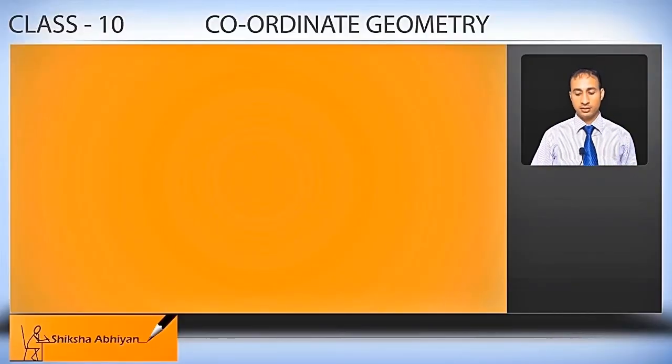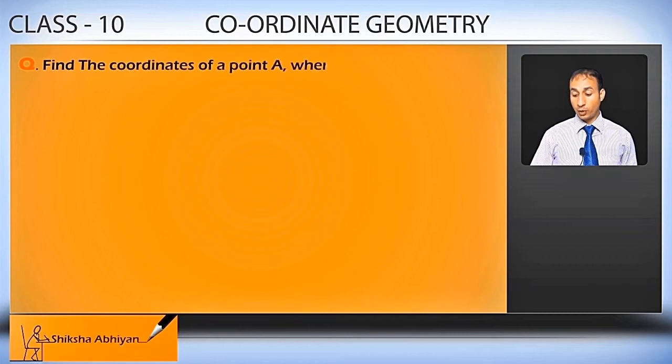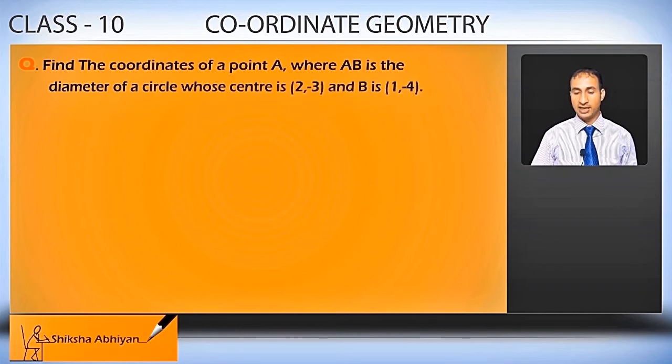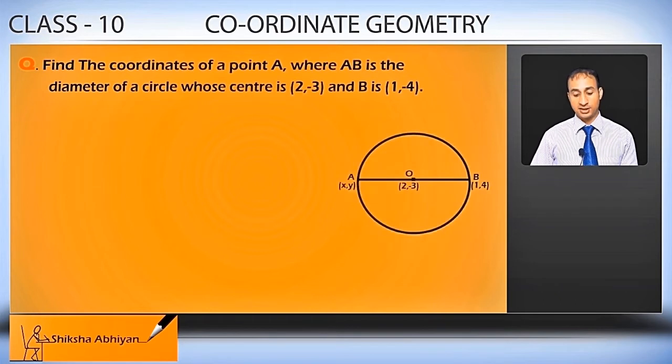Student, see question. Find the coordinates of a point A, where AB is the diameter of a circle whose center is (2, -3) and B is (1, 4). Students, here there is a circle whose center is (2, -3) and AB is the diameter. The coordinate of B is given as (1, 4). We need to find the coordinate of A.